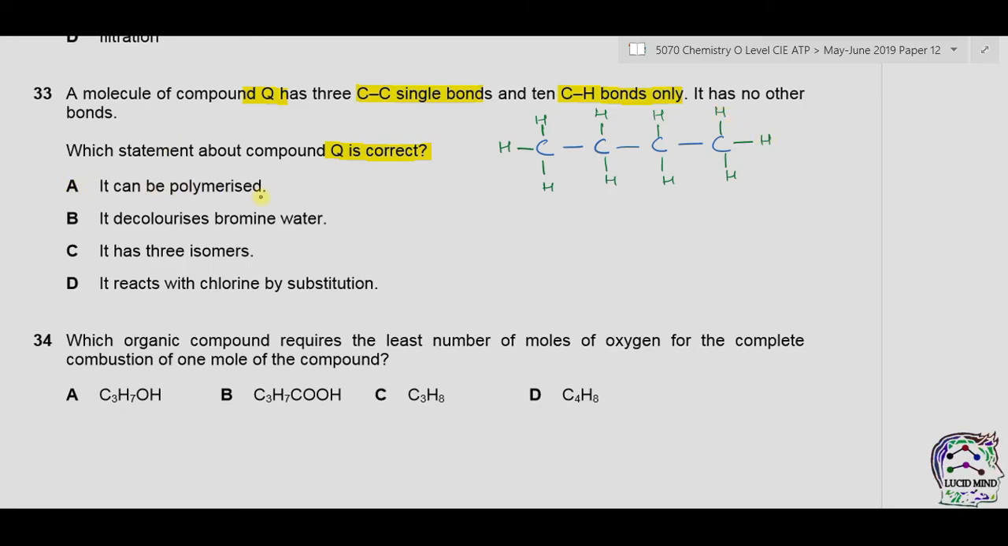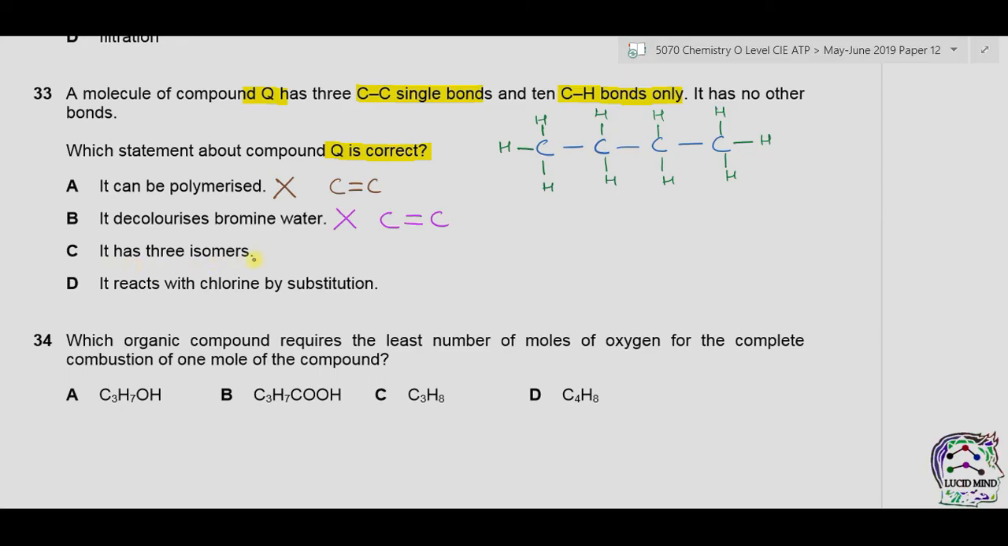A. It can be polymerized. Now this is wrong because for polymerization we need at least one carbon-carbon double bond. B. It decolorizes bromine water. Again this is incorrect because for decolorization of bromine water at least one carbon-carbon double bond should be present.